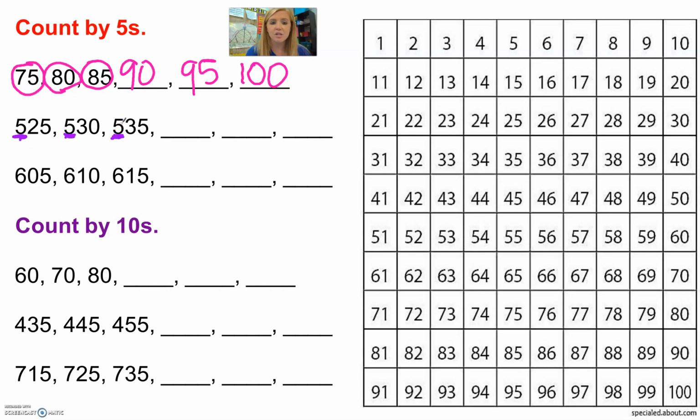So since the hundreds place is not changing, that's a hint that tells me I'm not counting by hundreds. So I can go ahead and plug in the hundreds place in all 3 of the remaining numbers. All I have to do now is hunk and chunk my tens and my ones, find it on the chart, and finish the pattern. So now I'm going to go back to my first number. I've got 25 when I hunk and chunk my tens and my ones, and I can find that on the hundreds chart.